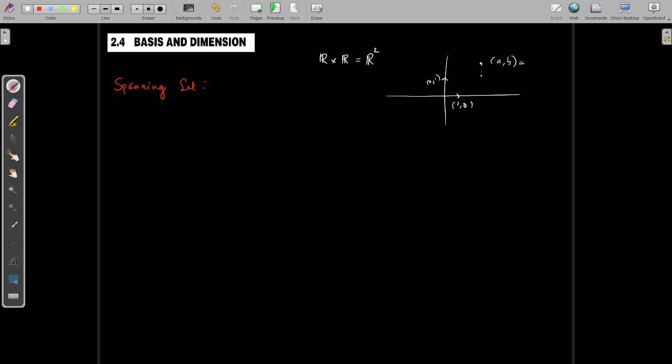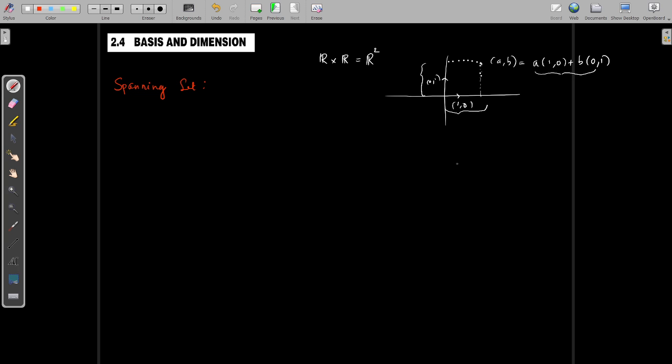this (a, b) can be written as this much times the vector (1, 0) and this much times the vector (0, 1). On the other way, you can write this as a times (1, 0) plus b times (0, 1). So any vector in this R2 can be decomposed as a linear combination of these two vectors. That means a spanning set.